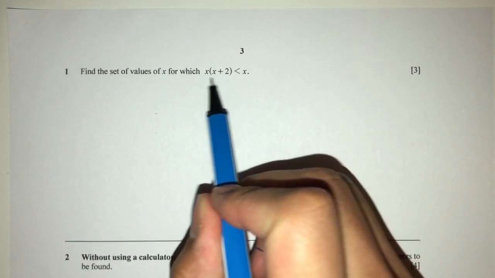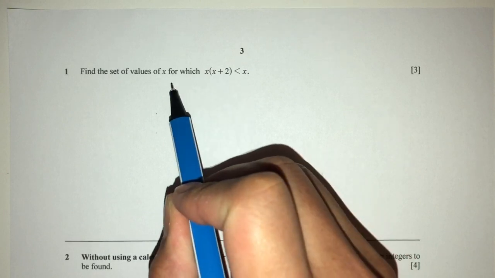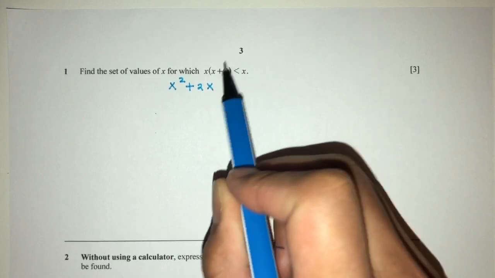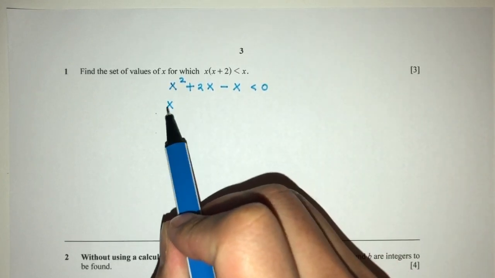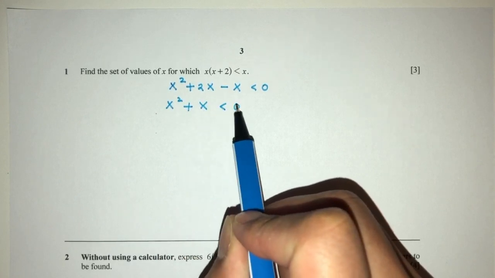Now we have this here, we have this here. So let's send everything to one side. So let's first expand this. You will have x squared plus 2x, send this over here, becomes minus x less than 0. Simplify, you will have x squared plus x has to be less than 0.